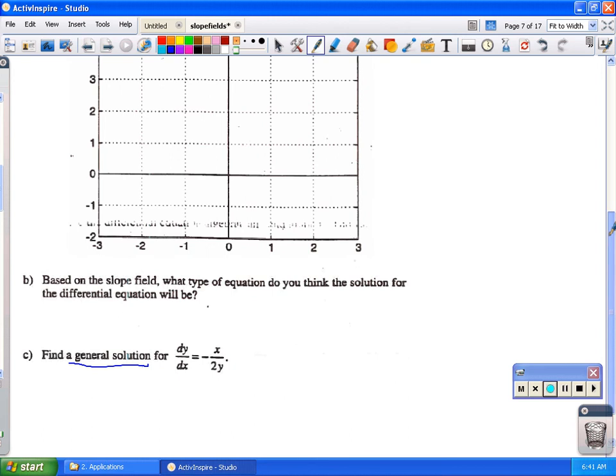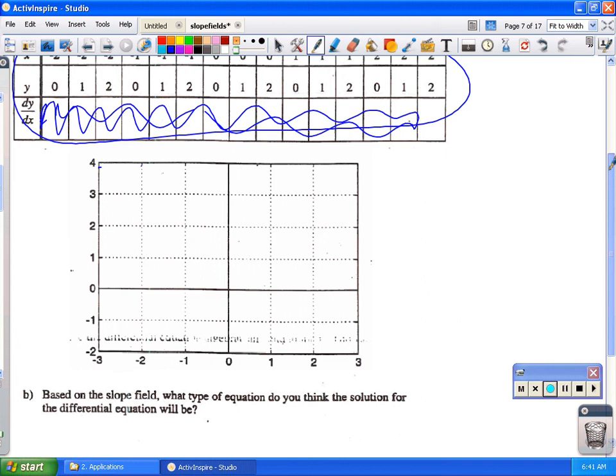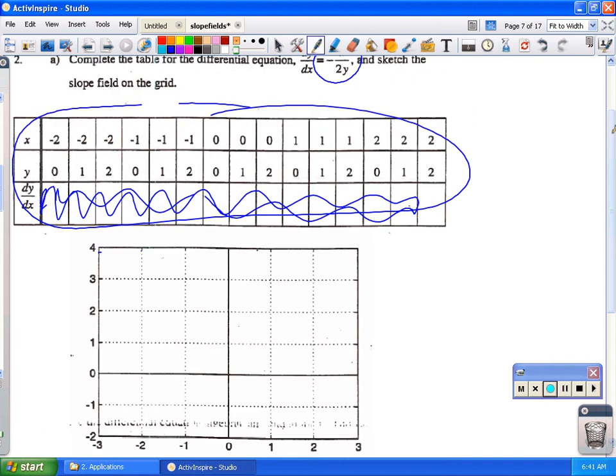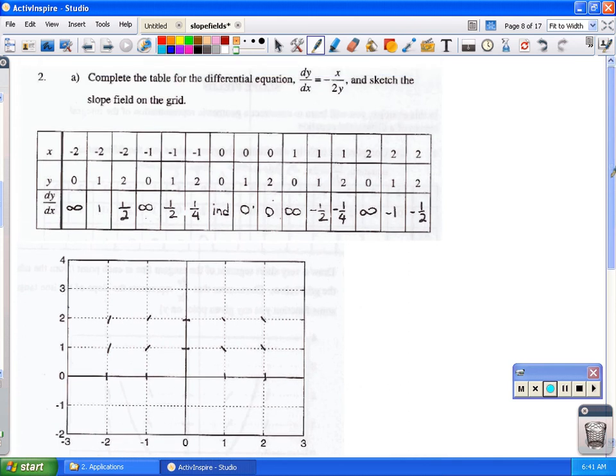Pause the video, do it yourself, and then turn the page, and then resume. Okay, now that you're back, you can see that they have completed the table of values. Now, one thing you're noticing is, what's going on here, and here, and here?